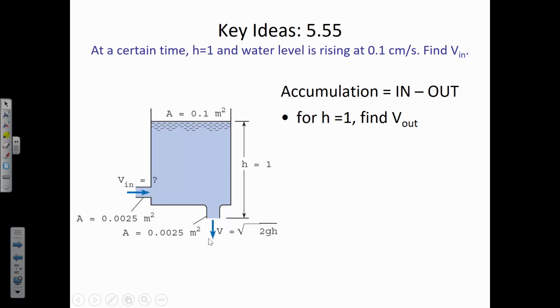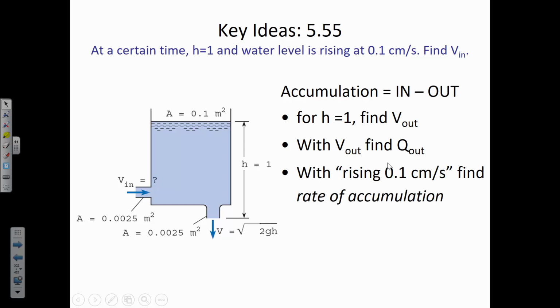So you can find the outflow by multiplying the velocity out through the orifice, and then they're giving you the cross-sectional area at the orifice. So once you have the V out based on the orifice equation, you can find Q out. And then the fact that the water level is rising tells you that there's a positive accumulation. We've got some flow rate out. The question is, how much has to be coming in to make all the rest of that true?